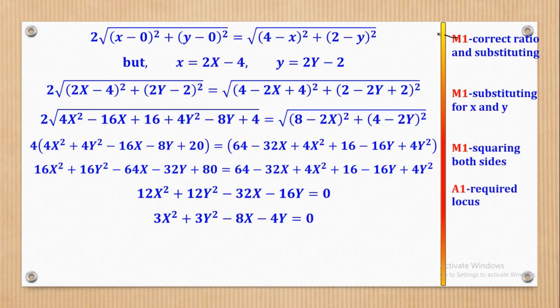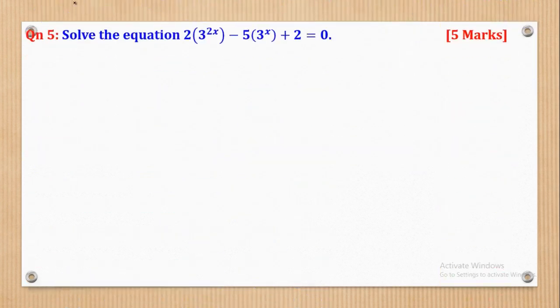So M1 for the correct ratio and substitution, M1 for substituting for small y and small x, M1 for squaring both sides, A1 for the locus. So it can be given at this point or at this point. So that was question 4. Now we shall go to question 5, which says solve this equation.